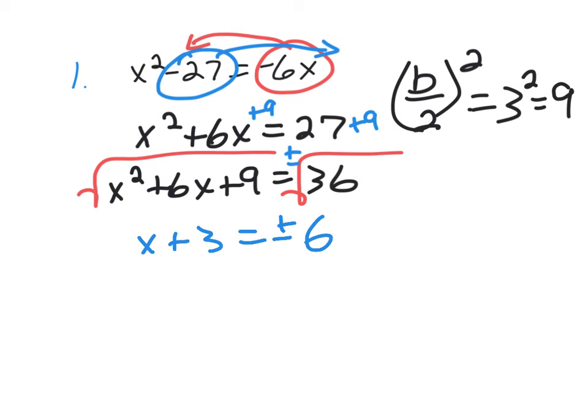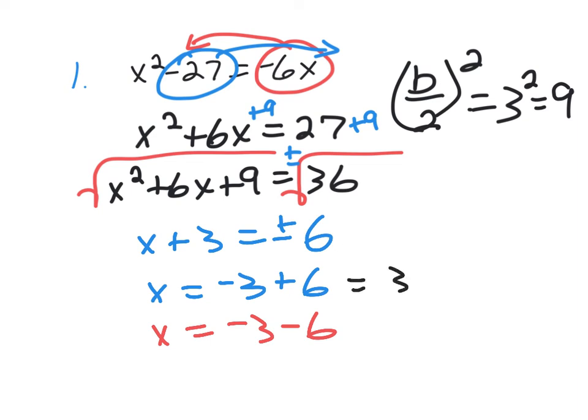All right, so now all you have to do is finish the equation. x equals negative 3 plus 6 for one of your answers, and x equals negative 3 minus 6 for one of your answers. And if you go ahead and answer those, negative 3 plus 6 is positive 3, and negative 3 minus 6 is negative 9. So your final answers are 3 and negative 9.